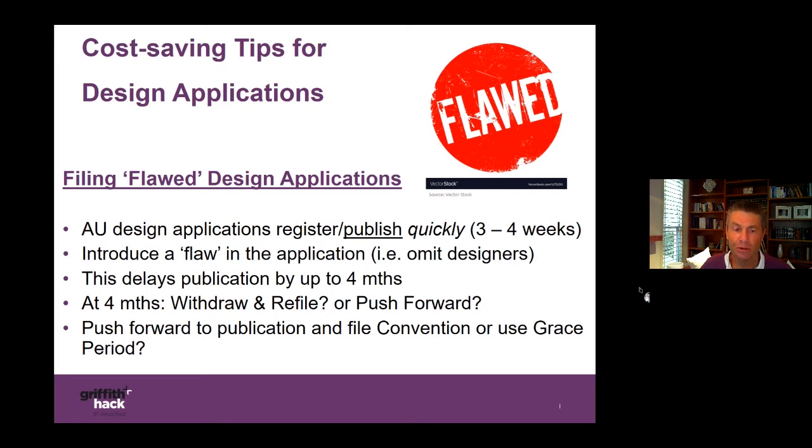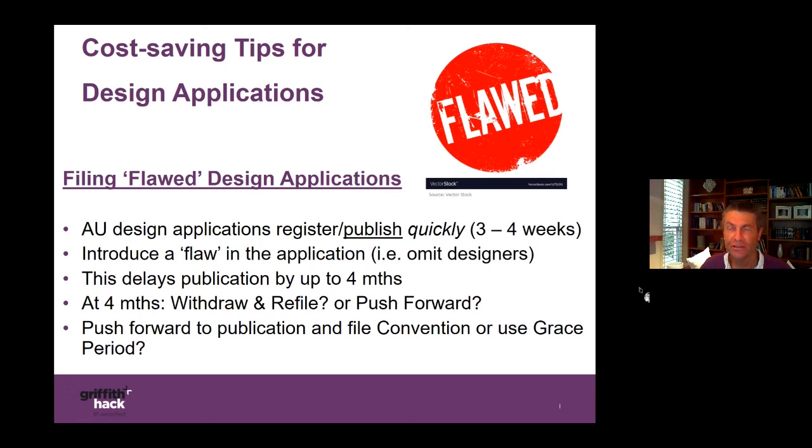So what we do is we deliberately introduce a flaw into the application, and the safest and best flaw is to omit the designers' names. So in that field for the designers' names, we simply put "to be advised." And what happens is this provokes a formalities report from the designs office, and you get 2 months to respond to that formalities report. So from the time you file the application until the time you have to deal with that formalities report is about a 4-month delay. And often that's enough for our clients, that 4-month delay. So you buy yourself 4 months of time.